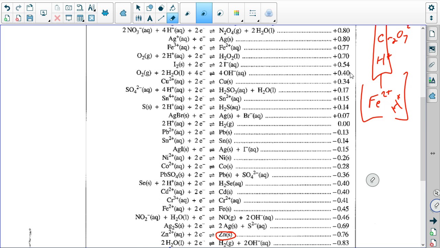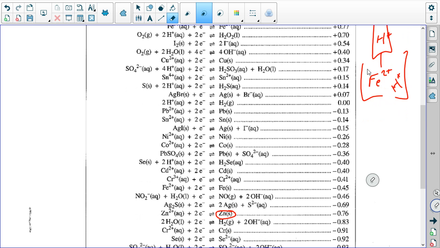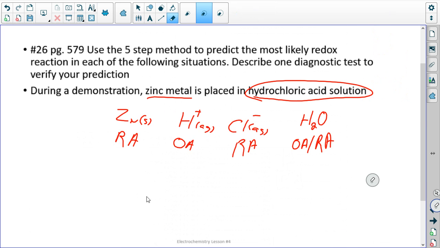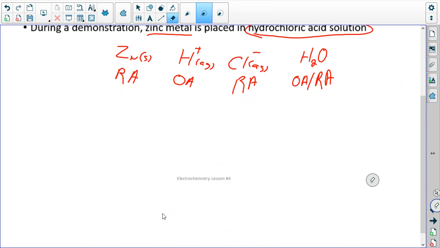We also have two oxidizing agents. We have hydrogen ion there, and we have water down here. Which one's the strongest? Hydrogen ion, yes. So now we just get to write out our equation.